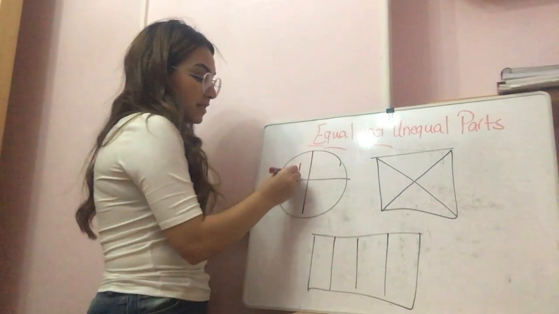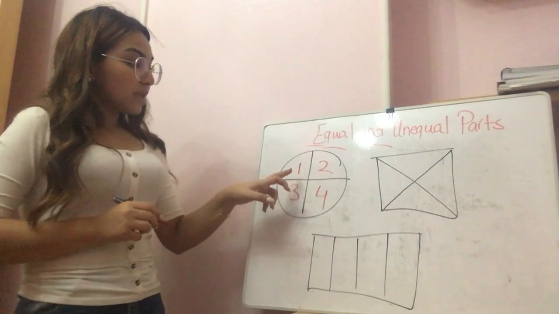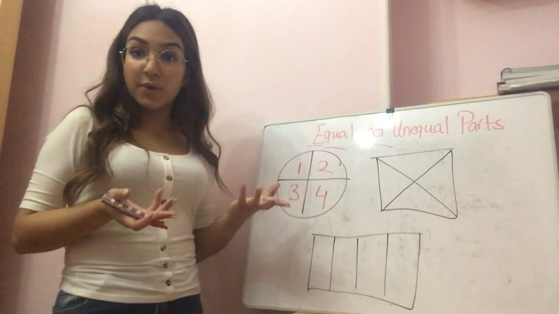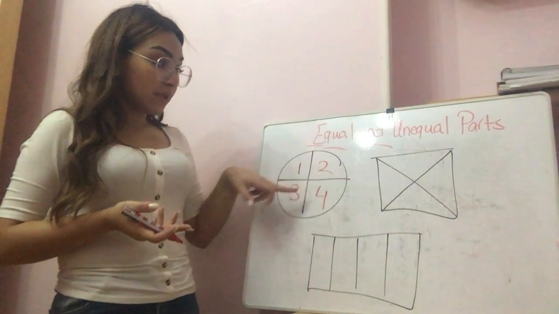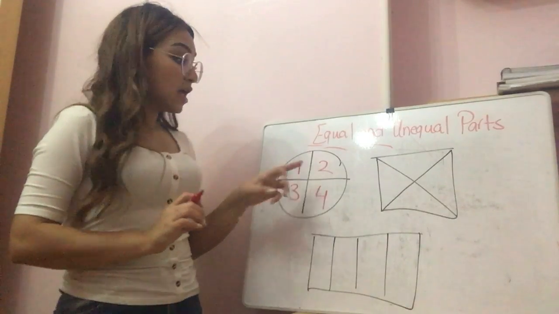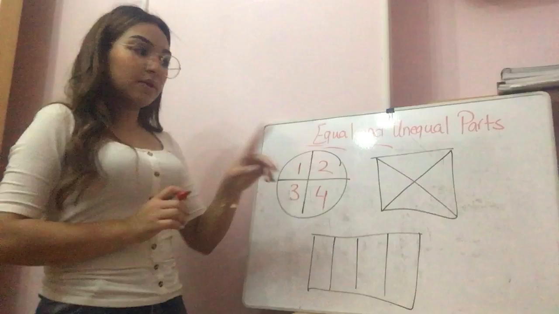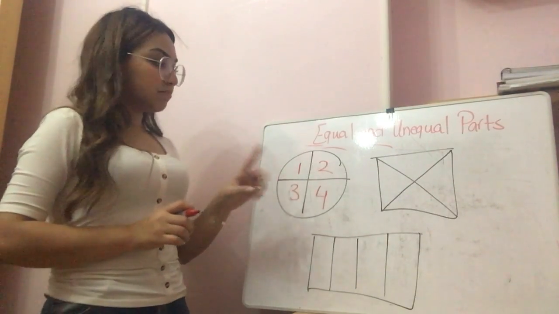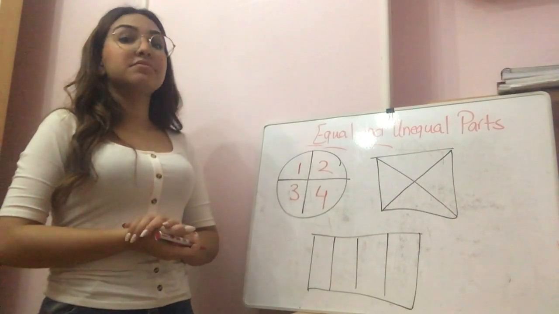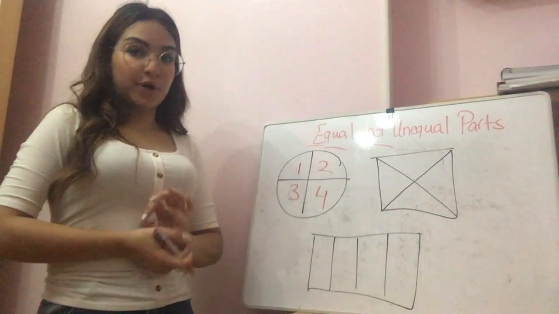This is the first part, this is the second, third, and this is the 4th part. The 4 parts show equal shares. Why? Because the 4 of them show the same size. The 4 parts have the same size. So I am not going to circle this one, because the question is to circle the shapes that show unequal parts.